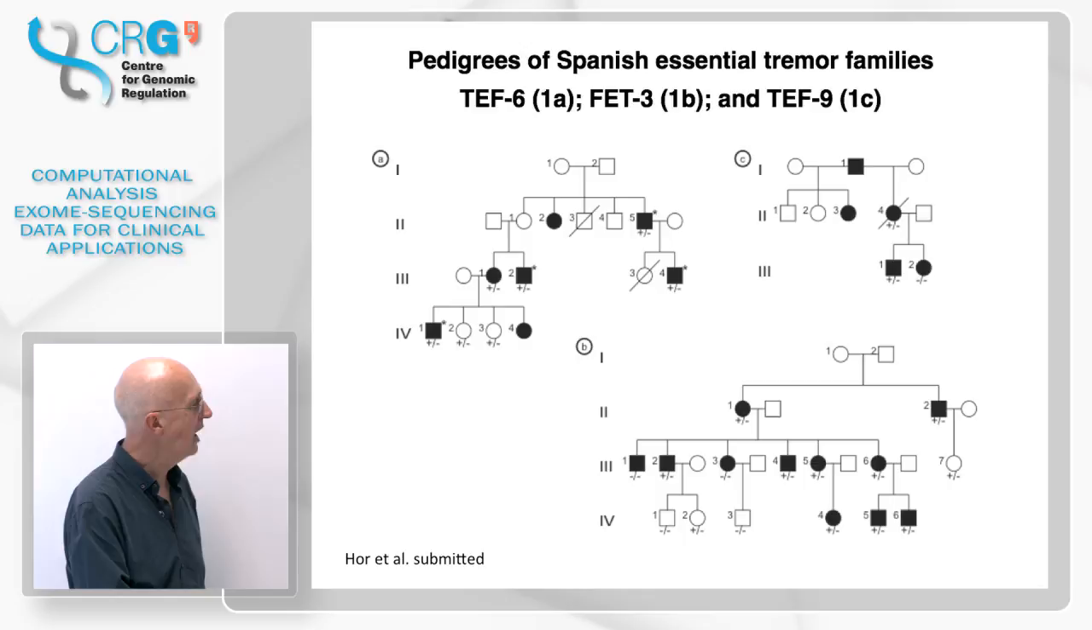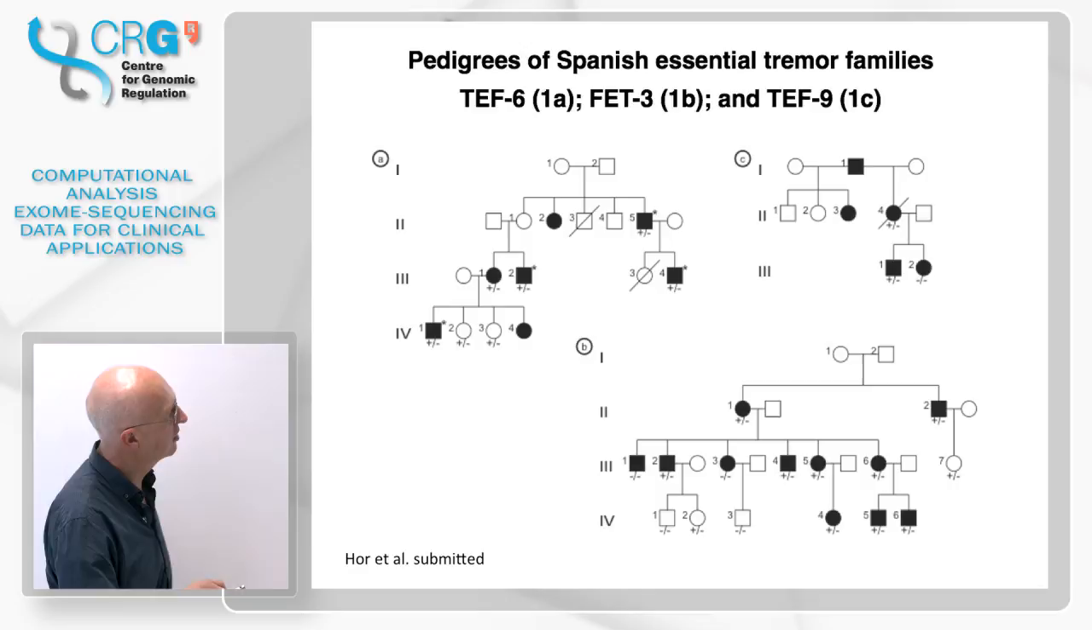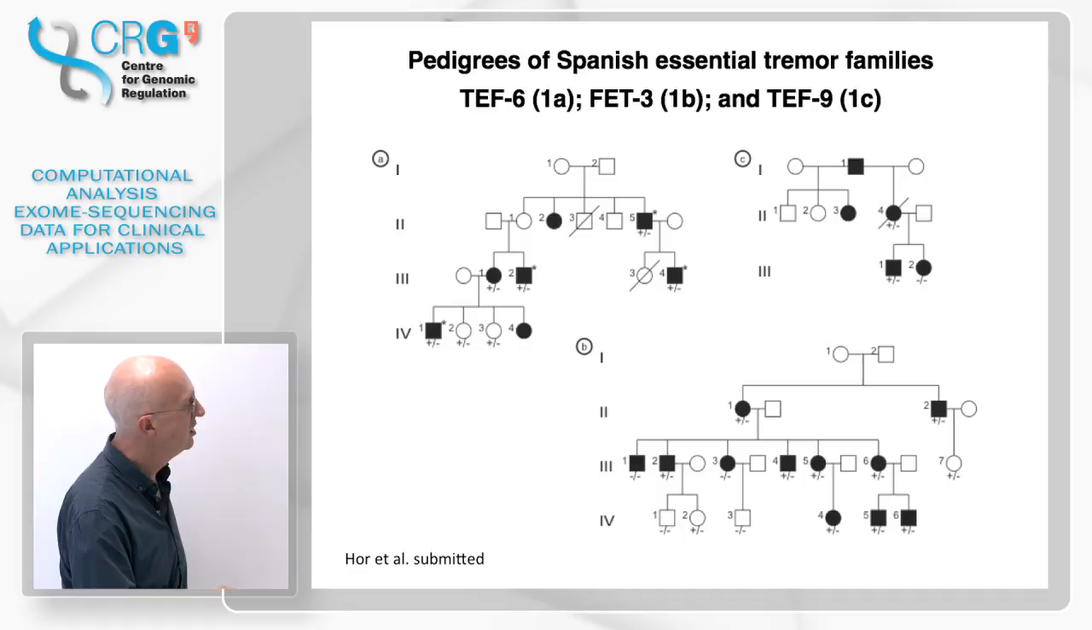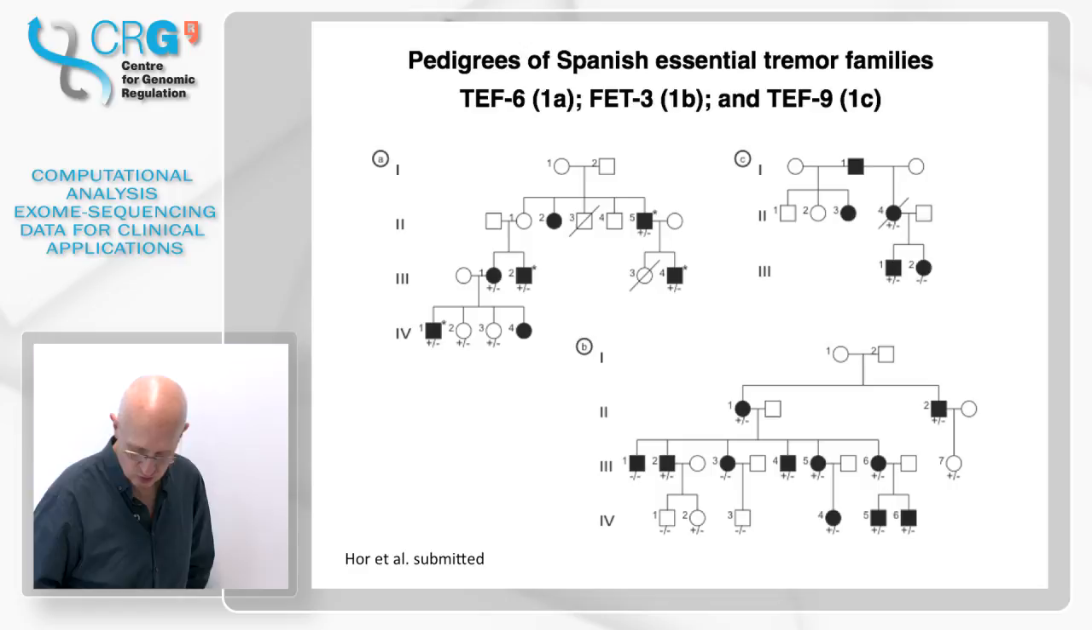Although this doesn't seem to be a major gene for essential tremor, through exome sequencing one variant has been detected in the gene fused in sarcoma, in which there is one large family with some cases with mutations, a stop gain and two missense mutations detected in some individuals.